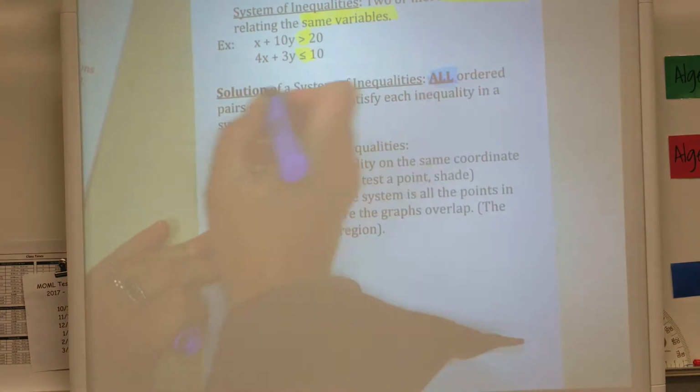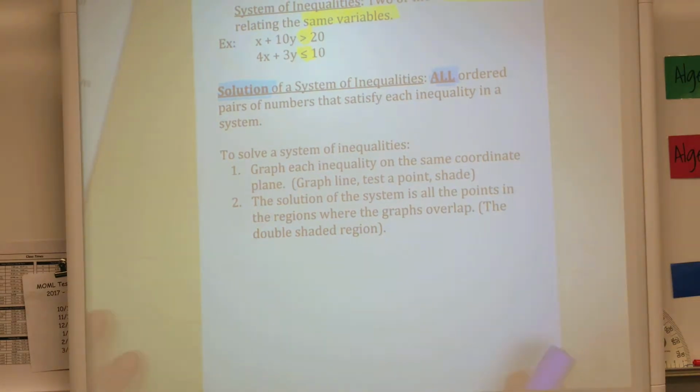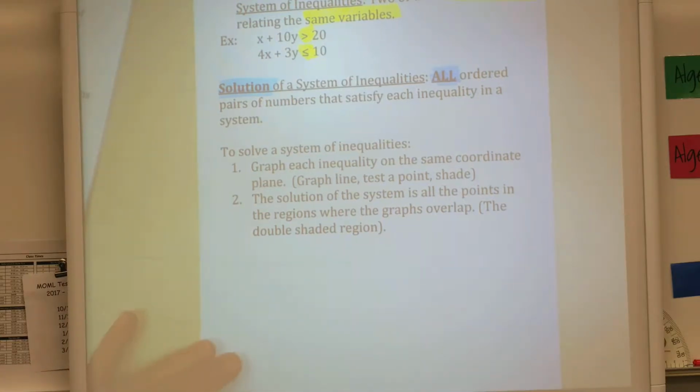And the solution to a system of inequalities is all ordered pairs of numbers that satisfy each inequality in the system. So basically it shades in, or it shows you every possible solution for both equations. That's for the system. And when we go to solve a system of inequalities, here's what we do.